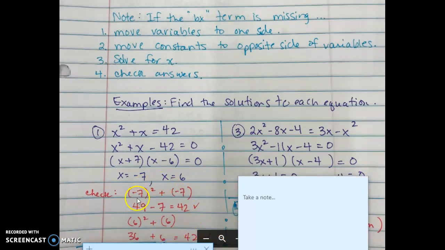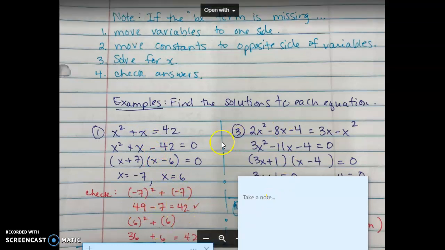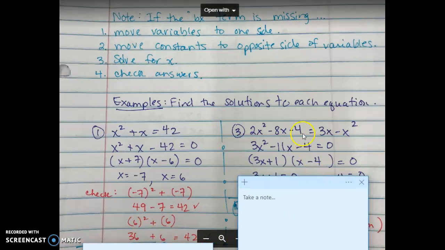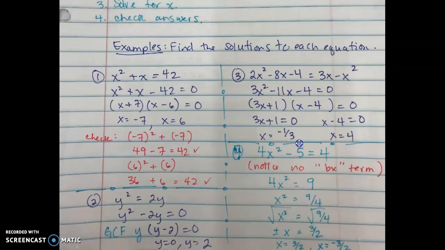And so if I plug negative 7 into x and square it, I get 49. If I plug it into x here, I get 49 plus negative 7. And when I add those two together, I truly do get 42. If you plug in 6, you get 6 squared, which is 36. Add that to 6, and again, you do get 42. So we know that the answer is correct.